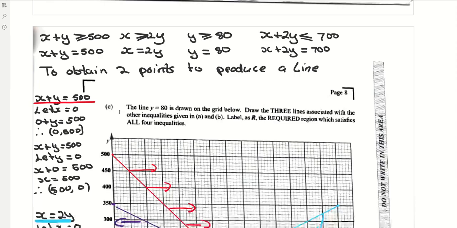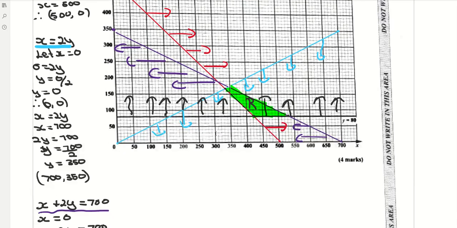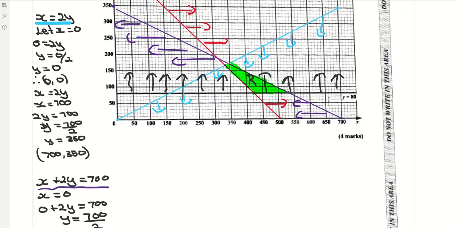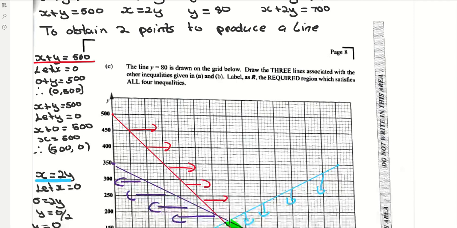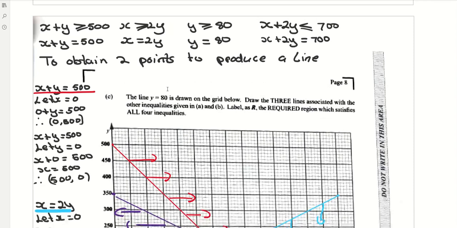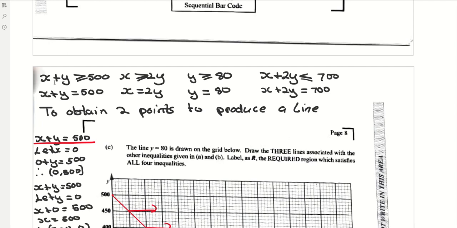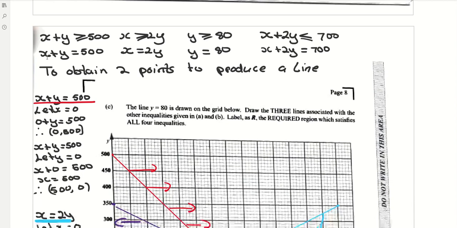Let's read. So they said the line y is equal to 80 is drawn already. So that is this black line here. On the grid below, draw the 3 lines associated with the inequalities in A and B. Label as R the required region which satisfies all 4 inequalities. Alright, so I put the 3. I have X plus Y is more than or equal to 500. X is more than or equal to 2Y. Y is more than or equal to 80. X plus 2Y is less than or equal to 700. However, when you are plotting lines, you don't have more than or equal to.